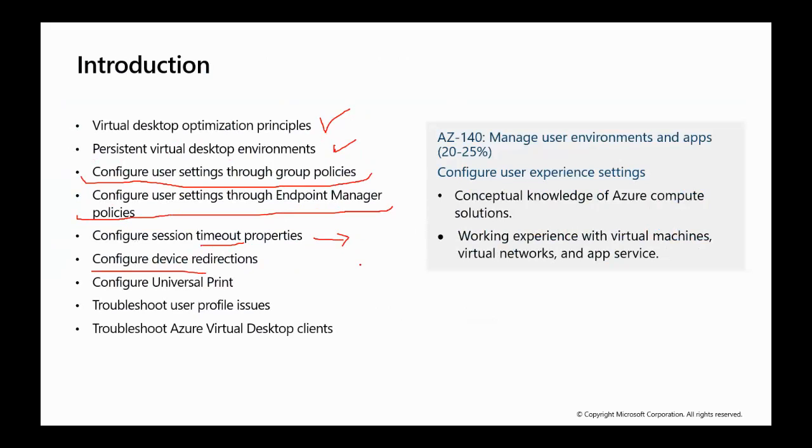How to configure device redirection. Maybe I have some devices, I need them to be redirected to some ports. I can configure Universal Print, which is a technology where I can use printers and print through the Azure service, because I have a special Azure service for that. And these printers should be, of course, Universal Print ready to do that.